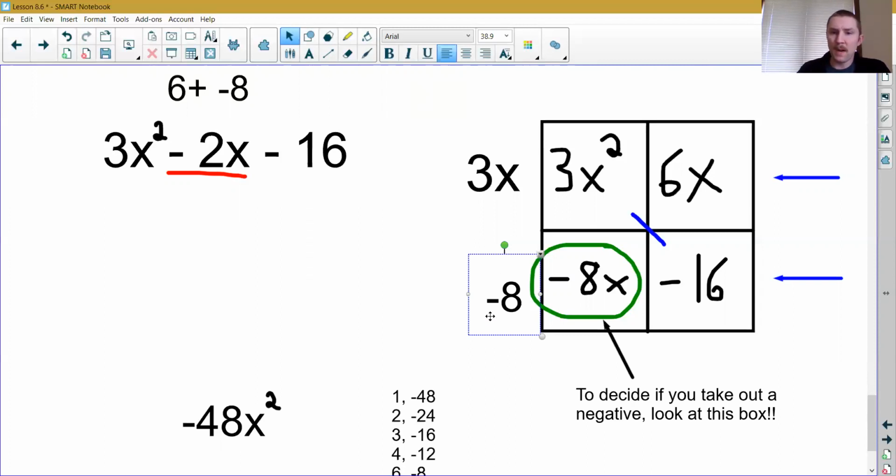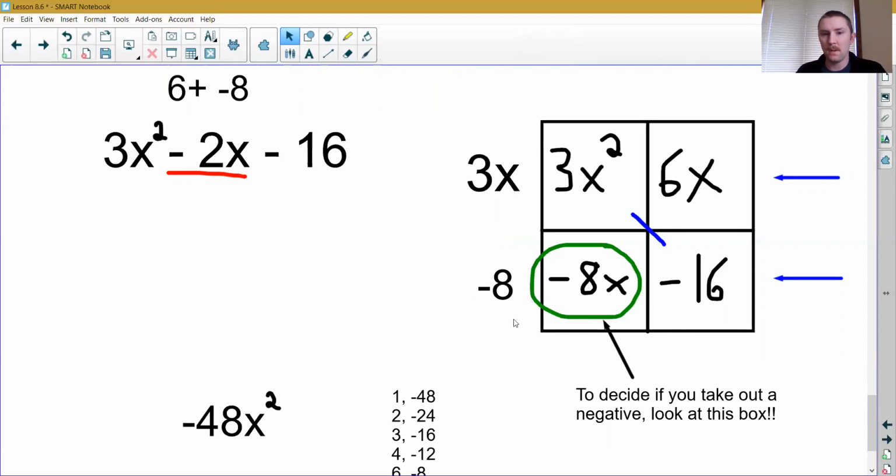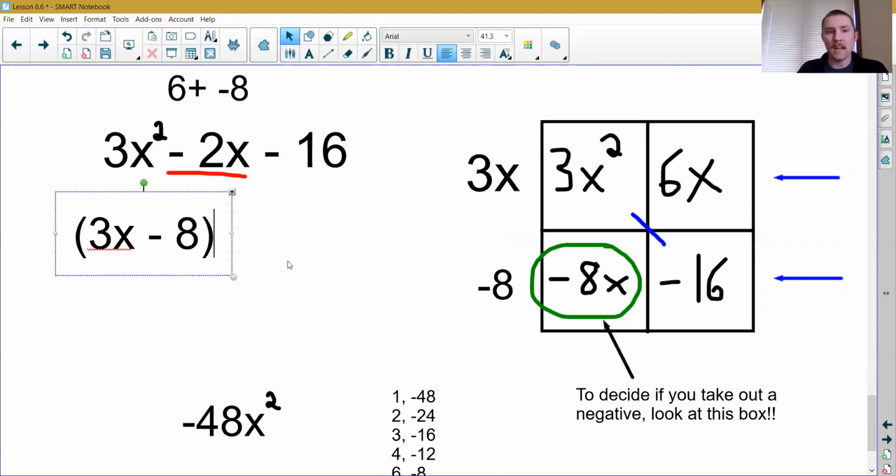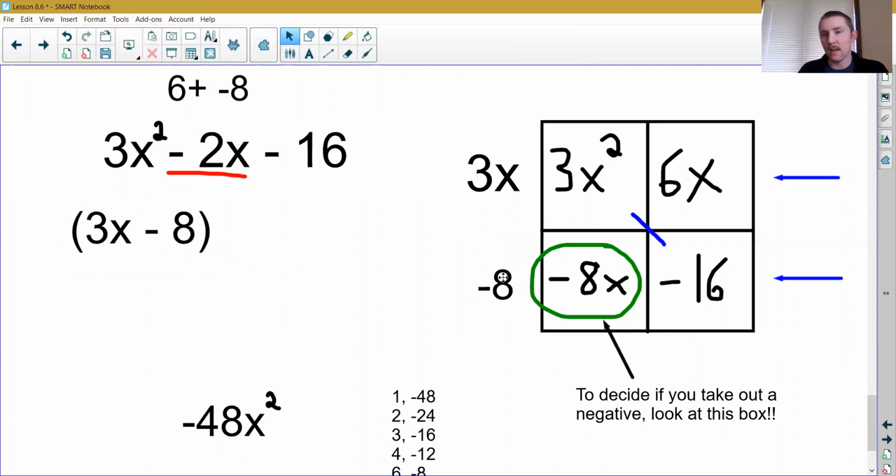Now, do both of these boxes have a variable in them? No, they don't. This negative 16 does not have a variable, so I can't factor out a variable. So it's just minus 8. So my first factor, my first set of parentheses, you guys, is actually going to have a minus sign in it instead of a plus sign. It's 3x minus 8 because the negative 8 came from here.